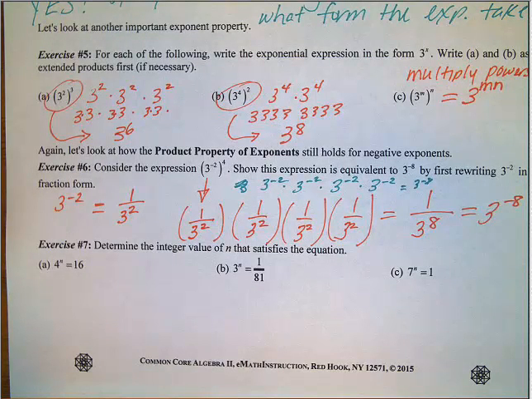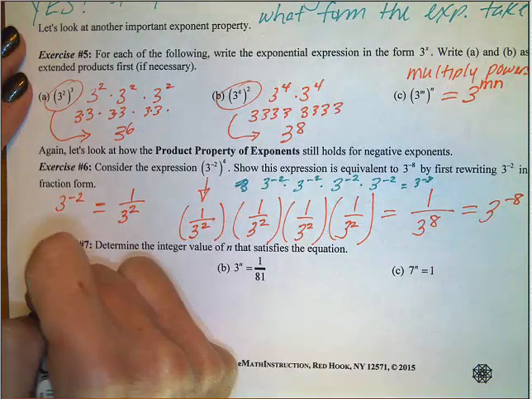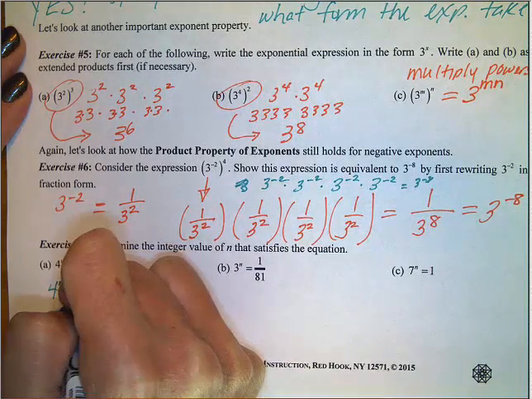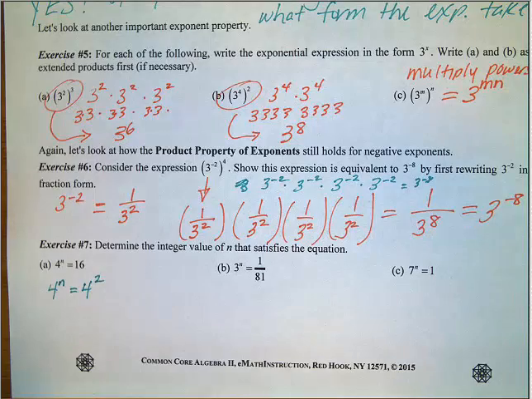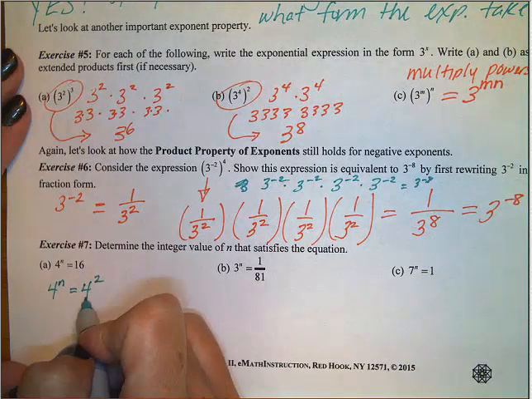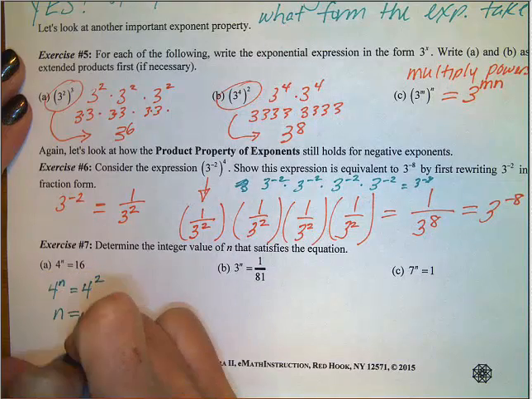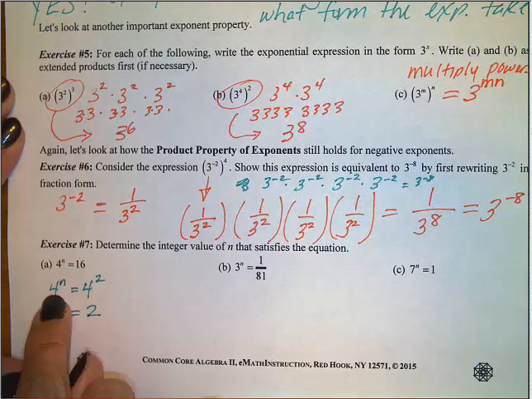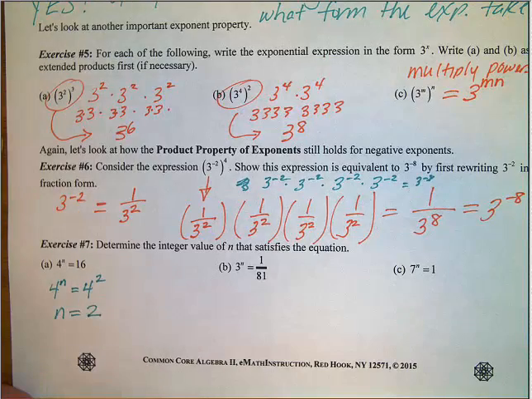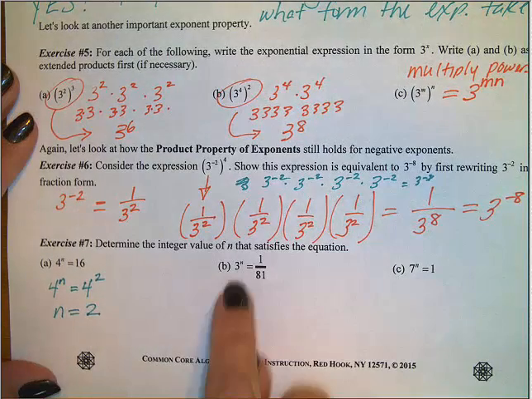Now let's use what we know. Determine the integer value of n that satisfies the equation. Well, let's rewrite things. So 4 to the n. Well, 16 is 4 squared, correct? So, if the base is alike, then guess what? The exponents are equal. So n has to equal 2, right? Because 4 squared has to equal 4 squared. Makes sense.